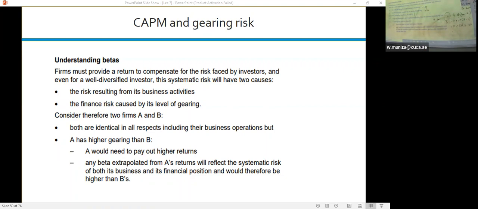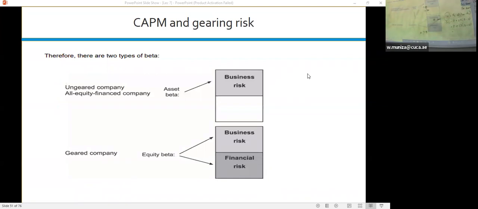A would need to pay out higher returns. Any beta extrapolated from A's returns will reflect the systematic risk of both its business and its financial position and would therefore be higher than B. So the beta which we are going to use for A would be greater than the beta for B because it has higher risk. So this is what they were trying to explain. Students, see here, this one is an asset beta. The beta which is incorporating only operational risk is asset beta. The beta which is incorporating both operational and financial risk will be known as equity beta. So that is for the ungeared company which does not have any debt financing in it. This is for the company which is geared. This needs to be kept in mind.